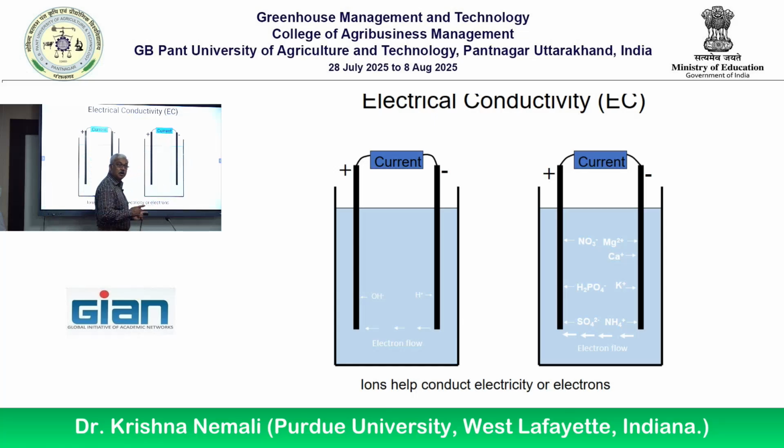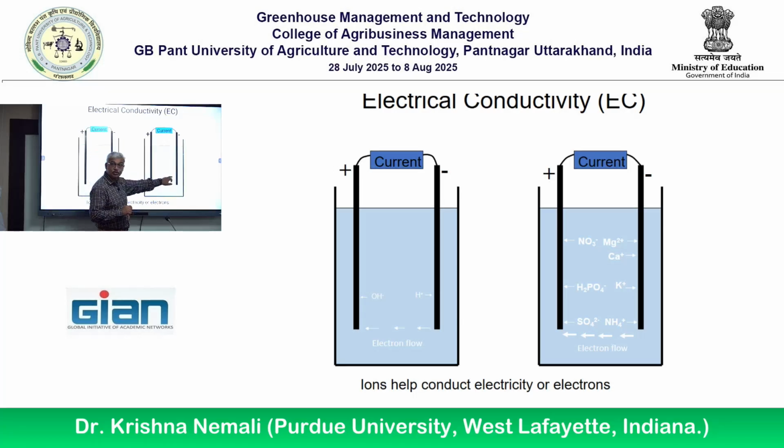So what is the difference now? There was not much of a current flow here in the pure water, but with ions, fertilizer ions soluble here, you are seeing a lot of current going through. What's happening here is that all those ions are helping in carrying electrons. They are helping in conductivity, ionic conductivity. Okay, so ions help in conductivity.